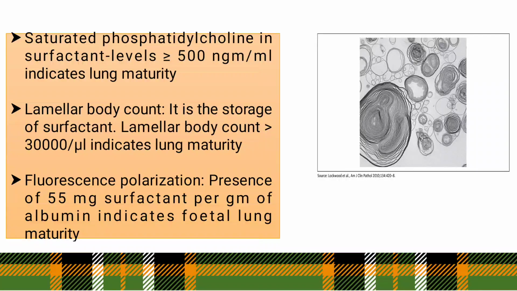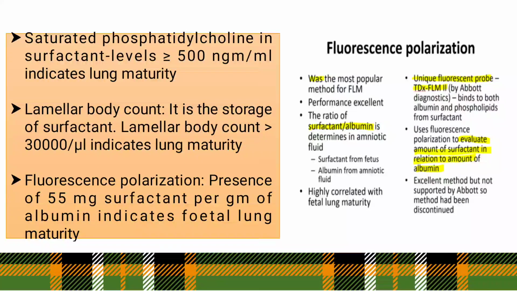Now the fourth test, that is a screening test and very cost effective, is the lamellar body count. We know that the lamellar body is the storehouse of all these surfactants. So if the lamellar body count is more than 30,000 per microliter, it indicates lung maturity. Another test is the fluorescence polarization test. Presence of 55 milligram surfactant per gram of albumin indicates fetal lung maturity.